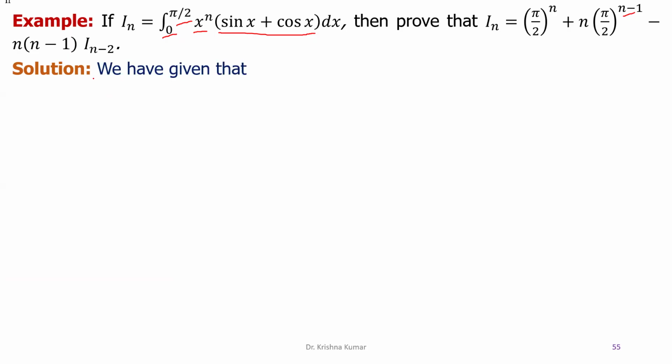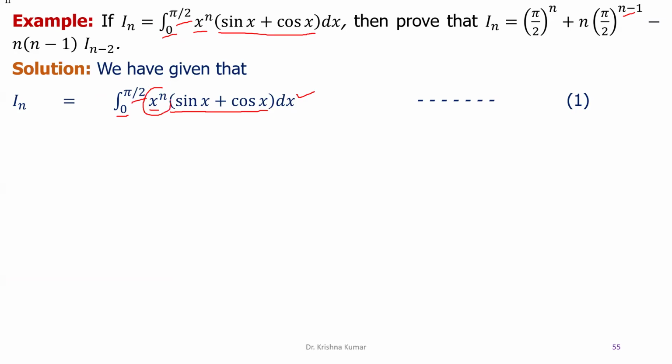We have given that I_n is equal to the integration of x to the power n times (sin x + cos x) with respect to x under the limit 0 to pi by 2. Here we know the integration of sin x plus cos x, so we can directly use integration by parts. This is our u, x to the power n is u, and this is v. So let us use that formula.